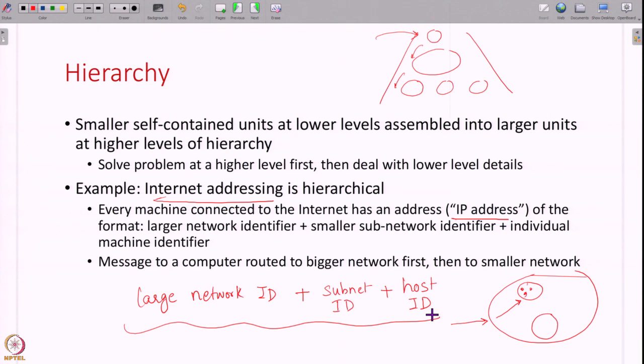So, this makes routing traffic on the internet easy. We are going to study this in more detail, but this principle of hierarchy itself is very powerful and is used in many places across computer systems.